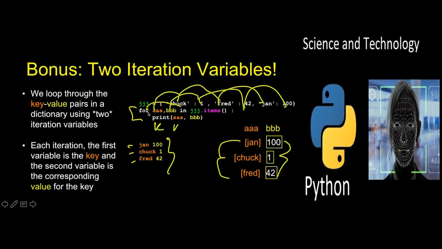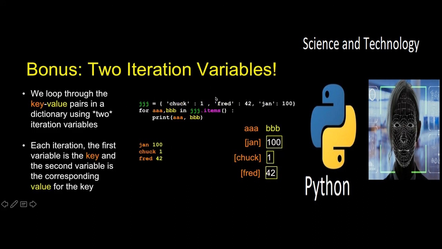The syntax is a little sort of disquieting when you first see it, but it's a super elegant thing, and you just have to say items. If you don't say items, you just get the keys. If you say items, you get the key value pairs, and you have to have two iteration variables. If you don't have two iteration variables and use items, it'll complain and say, what are you doing? I'm giving you two things, and you don't have two variables to receive them. So two iteration variables and items are basically related.